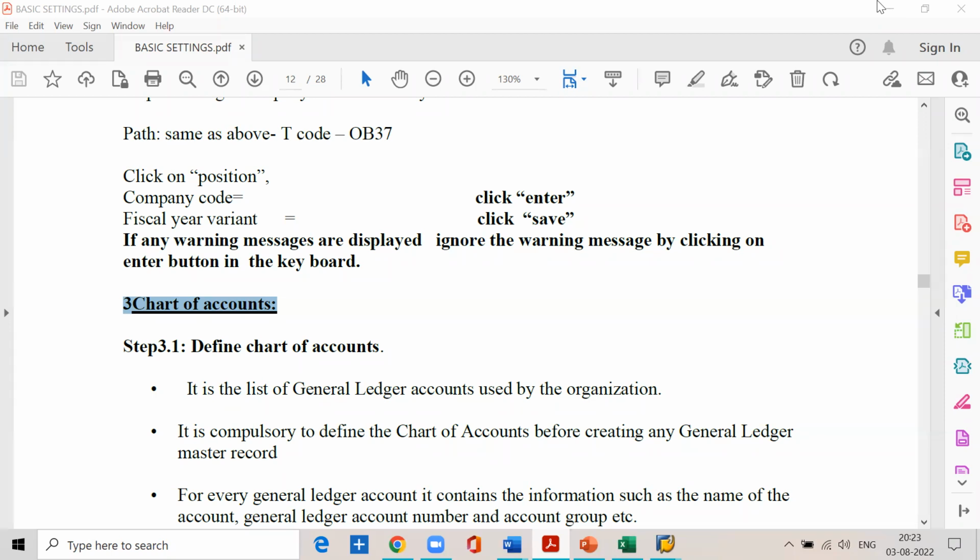And sir, at the time of consolidation on company level, is there any problem if there are two different fiscal years? No. That is taken care of by parallel ledger accounting, right? That we will discuss at the time of parallel ledger accounting.